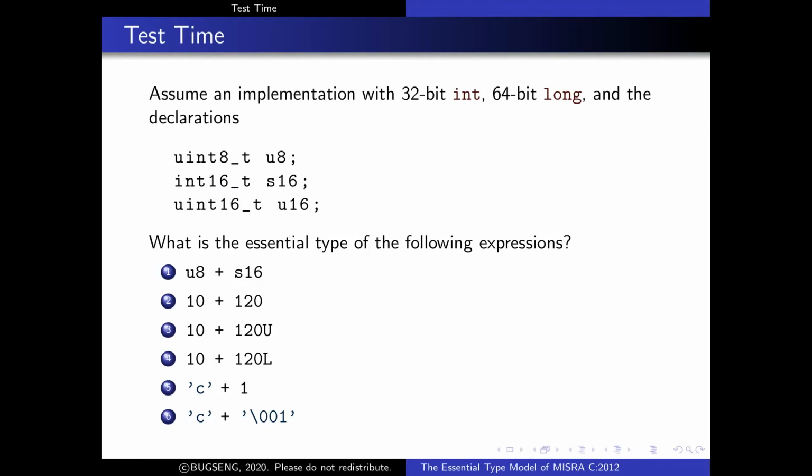Okay, so notice that this is not well behaved. We have signed plus unsigned. So the essential type will be the same as the C standard type.